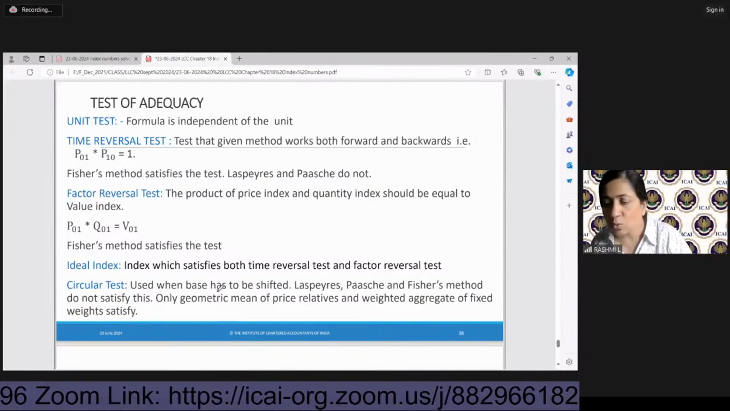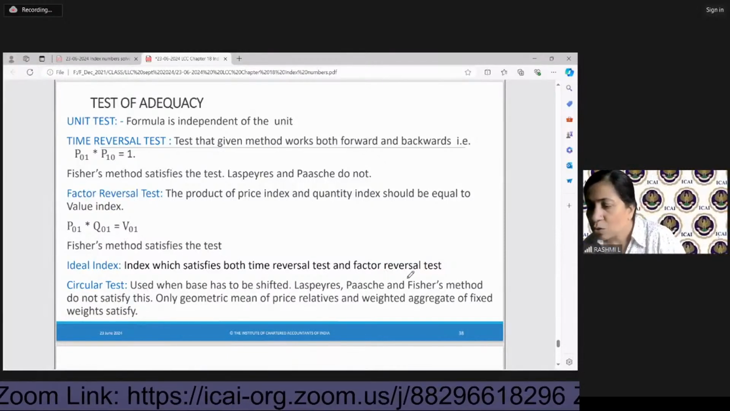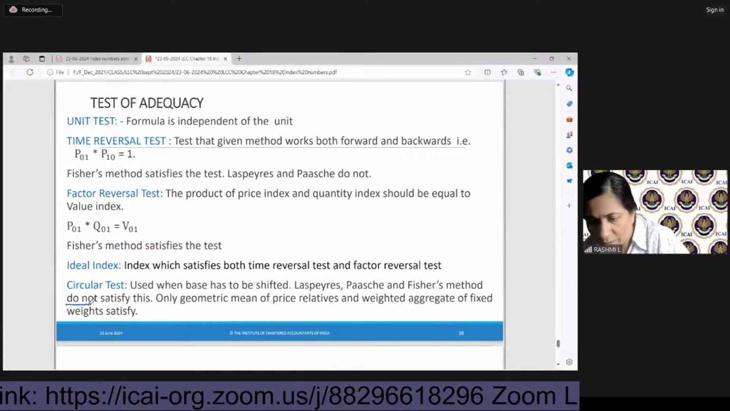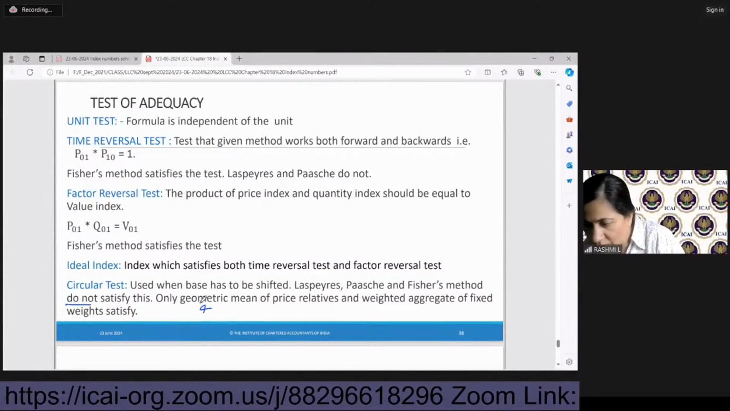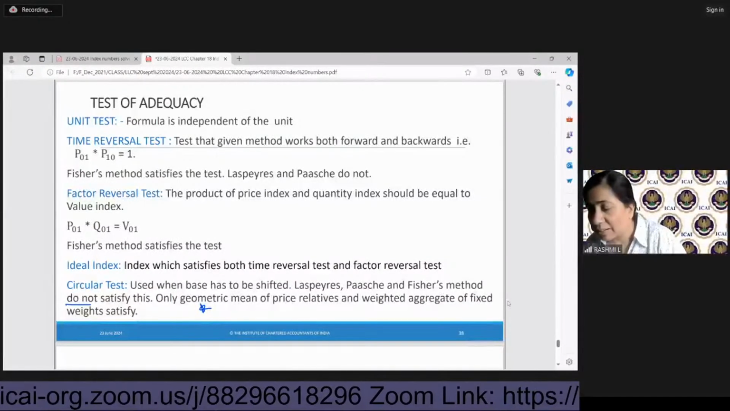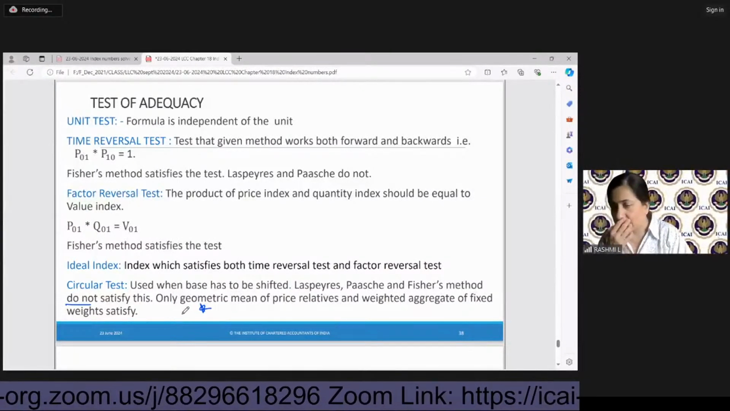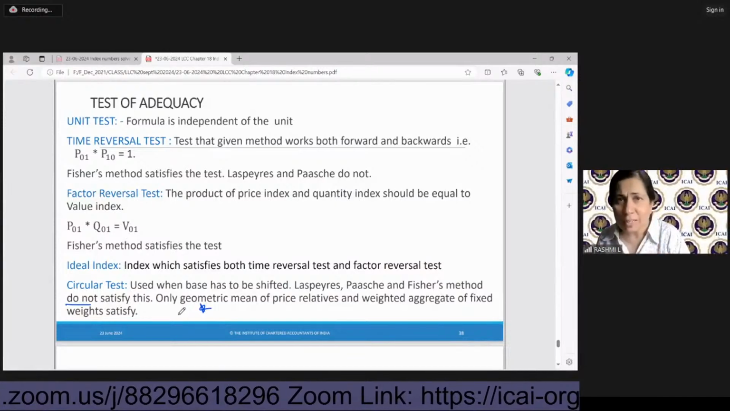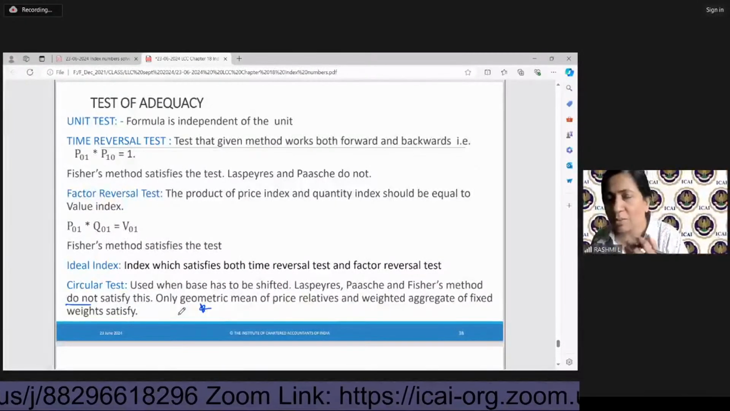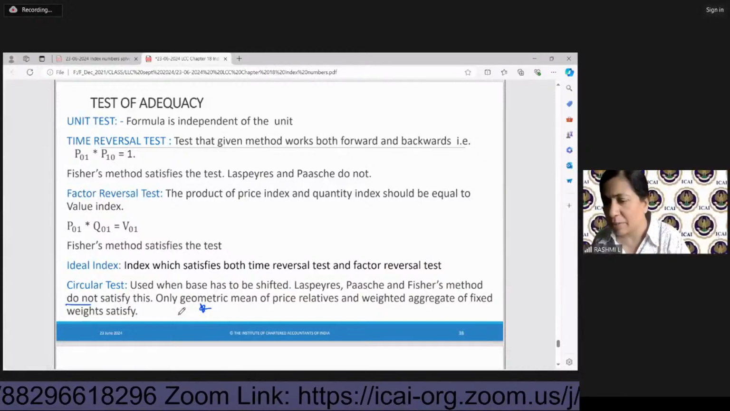Circular test is used when the base has been shifted. So Laspeyres, Paasche and Fisher do not satisfy it. Okay. Only the geometric mean of price relatives and the weighted average of aggregates with fixed weights satisfy this, and this is important. You don't have to go into detail. You only need to know the names. So once you know the names and you revise them, you will remember it. Okay.